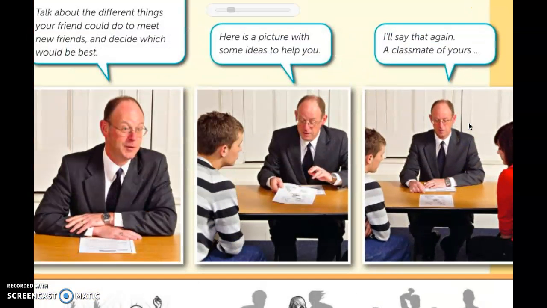In this part, you talk to your partner, not the examiner. The examiner will describe a situation to you. You have to discuss the possibilities and reach a decision. You should be able to make suggestions, agree, and disagree.